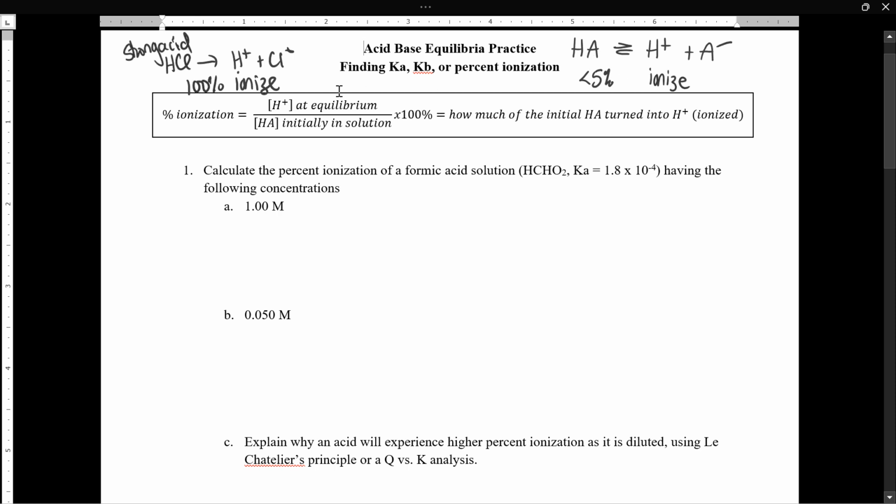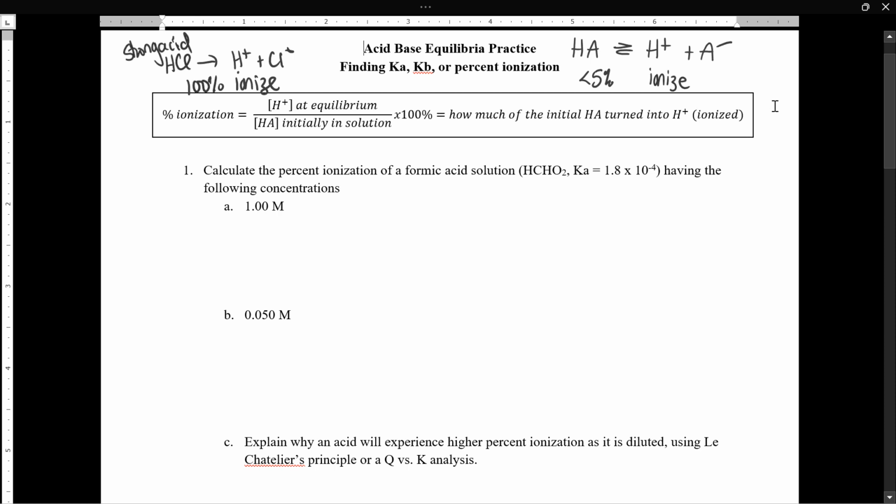Thinking about how you might write this mathematically, the percent ionized is basically how much of your original acid, your HA, that's your reactant, is turning into products. The way you figure this out is you set up an ICE chart, solve for how much H plus is present at equilibrium, and then divide that by how much acid you originally had in the solution. You multiply by 100 to turn it into a percentage, and that tells you how much of the HA turned into H plus. So what percent of your original acid sample has ionized? That's what that term means.